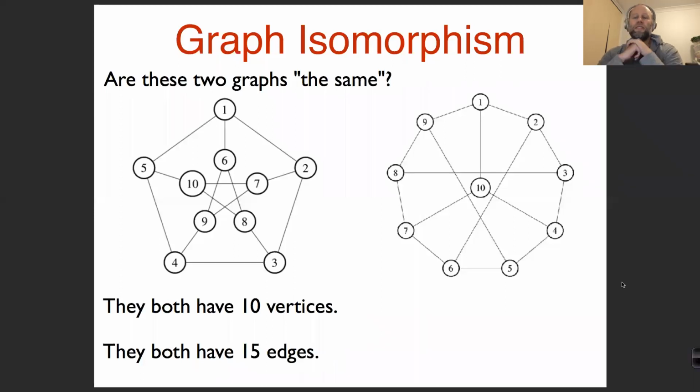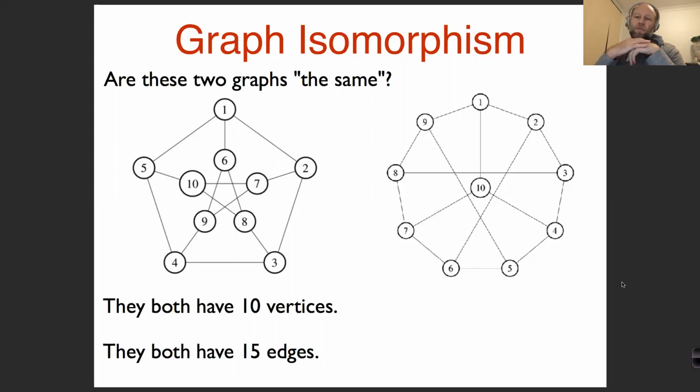The first example we have here is the graph isomorphism problem. In this problem, we're given two graphs, and the question is, are they isomorphic or are they the same? So we have these two graphs here, are they the same? Well, what does that mean? What should it mean for two graphs to be the same?